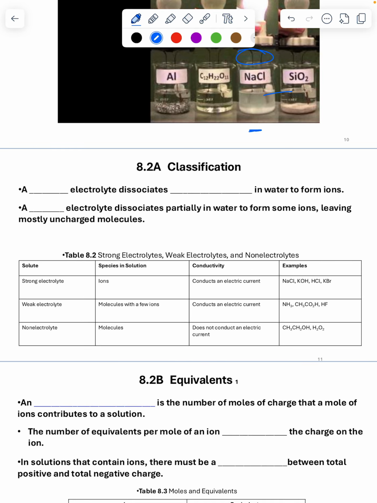So we can see that a strong electrolyte dissociates completely in water. So it breaks apart into its individual ions, and that is why it is able to complete the electrical circuit. Whereas a weak electrolyte dissociates only partially, if at all, leaving some uncharged molecules, and so therefore not good conductors.